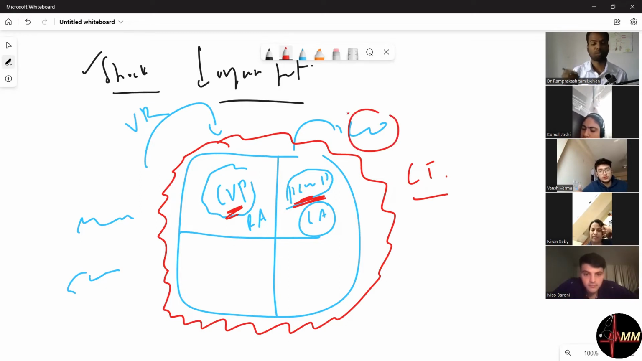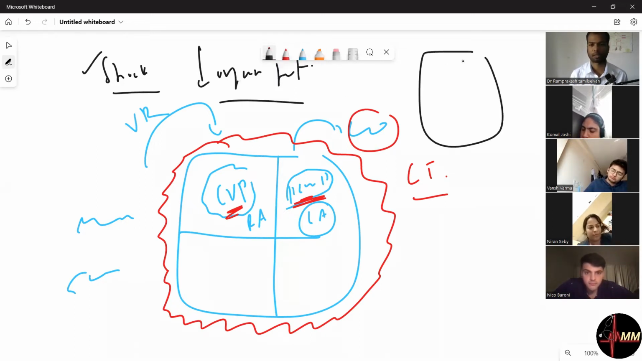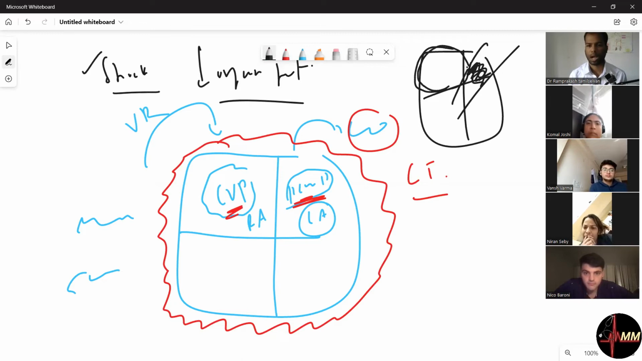But what if I have obstruction in the pulmonary artery? Say here is the heart, here is the pulmonary artery, and I have some obstruction here. Now the pressure going back goes high, the CVP goes high. What about PCWP? Less volume reaches the left atrium, so the PCWP will go low. Do you understand? Yes? Can you repeat it, please? Okay, done, for obstructive. One second.